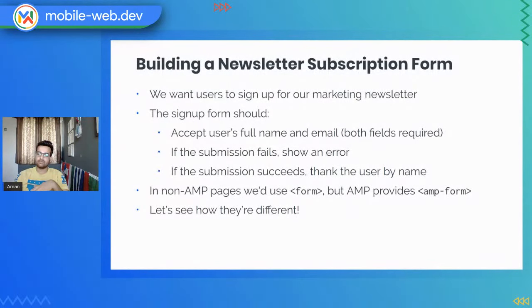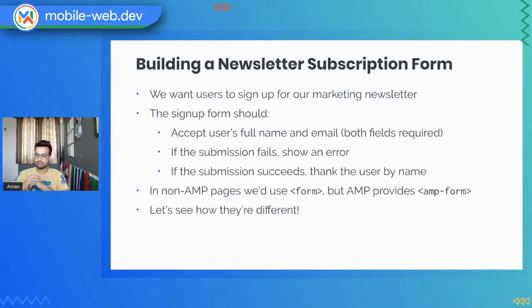And for this example, we are going to create a newsletter subscription form. So what this newsletter subscription form should do is accept full name and email, and both fields in this case should be required. And if the submission fails, somehow it is not sending the information to the server, it should show an error. And if it's sending the information to the server, it should give success feedback to the user.